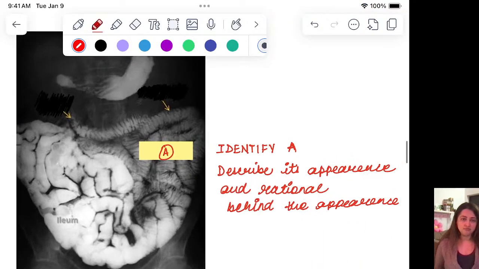So look at this barium follow through and what you are able to appreciate here. The area that's labeled as A, please identify that area. What is that? What's A? What is A? Anyone?